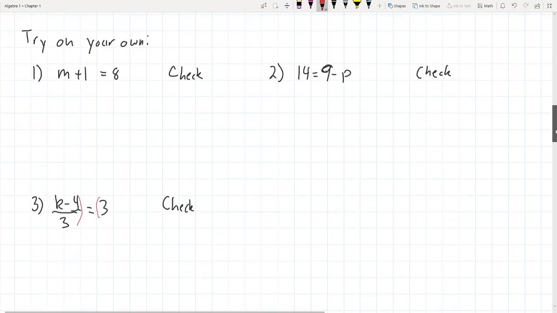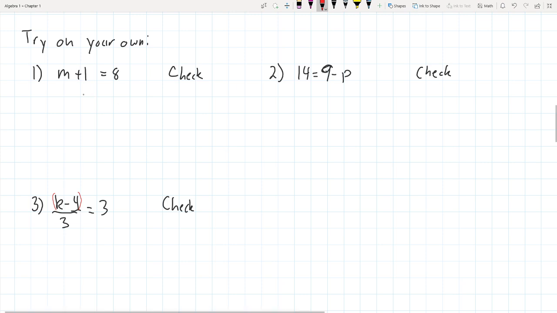Alright, the next 3 I want you to try on your own. You have m plus 1 equals 8, and then check it. You have 14 equals 9 minus p, then check that. And then you have k minus 4 over 3 equals 3. The hint for this one is to imagine that the top is in its own set of parentheses. Go ahead and pause this video and try this on your own. I'm going to start doing it just so you're not sitting here waiting for this to continue.